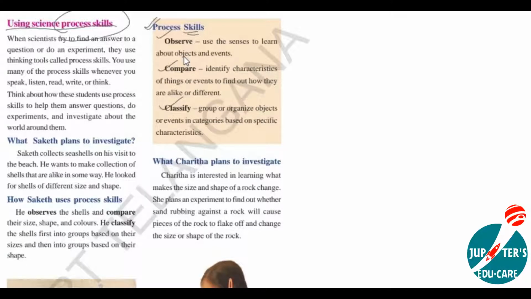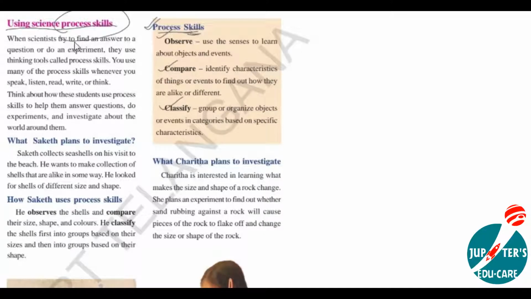Without a skill, if we do anything, we may not get a proper result. If we want to get a good result, we must do that work by using skills. Skillful work will give success. That's why scientists always use some process skills. Now in this lesson, we are going to discuss what the different process skills are and how they are used by the scientist, along with examples.